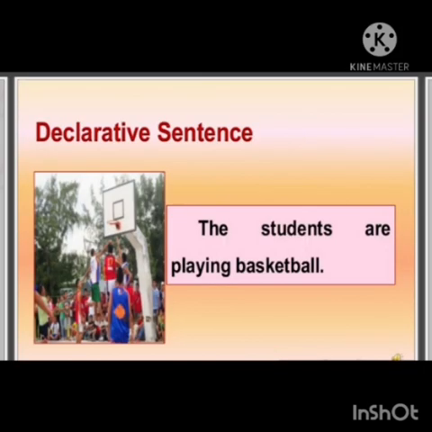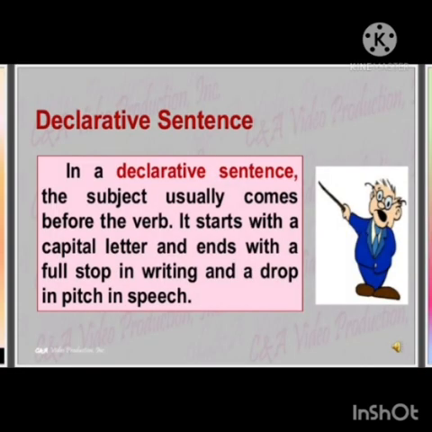Now, let's take an example. The students are playing basketball. Children, it is making a positive statement, so it is an affirmative sentence. If we add not to it, like after helping verb, then it will become negative sentence. Like, the students are not playing basketball.